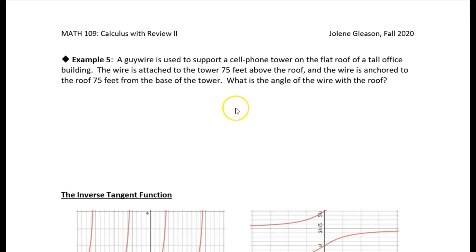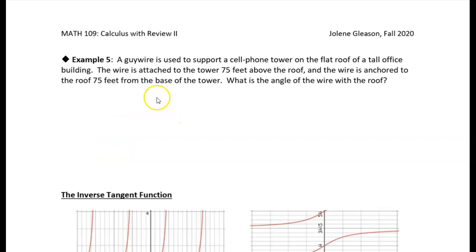All right, so we've looked at sine and cosine, so you can bet this one is about tangent, right? In this example, we have a guy wire that's supporting a cell phone tower on a flat roof, and the wire is attached 75 feet above the roof, and the wire is anchored 75 feet from the base of the tower. So let's draw what that looks like.